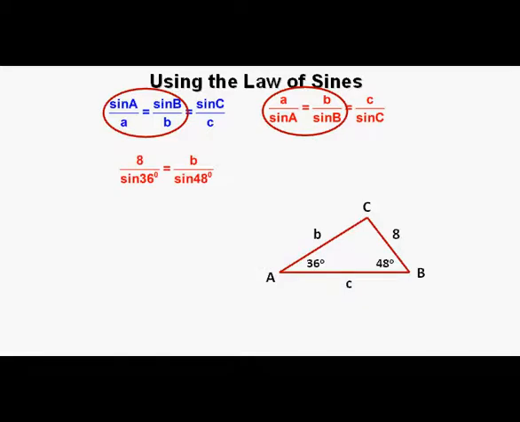Here are the elements inserted into the equation. We have 8 over the sine of 36 degrees equals the side b over the sine of 48 degrees. Setting about solving for b, we multiply both sides of the equation by the sine of 48 degrees. Now on the right side of the equation, the sine of 48 degrees over the sine of 48 degrees cancel to equal 1. Now we have b equal to 8 times the sine of 48 degrees over the sine of 36 degrees. Now we get out our calculator.